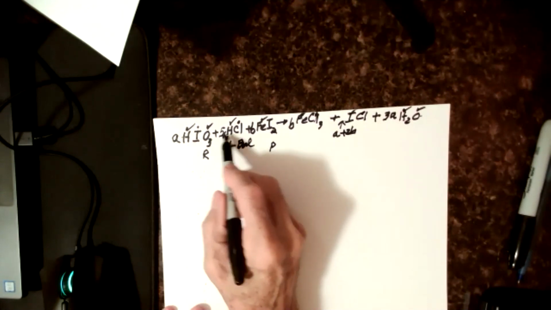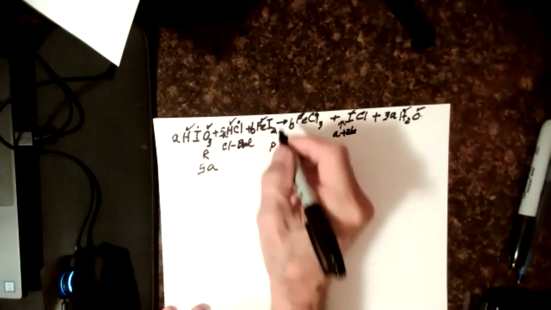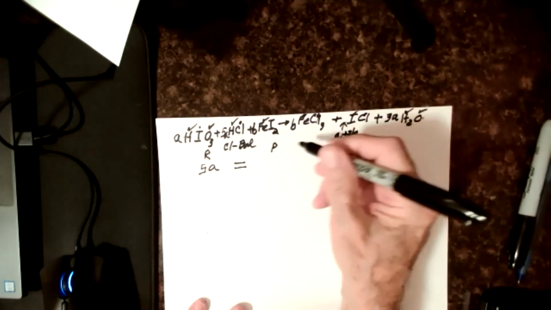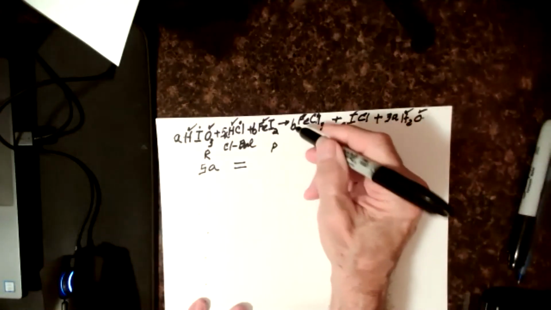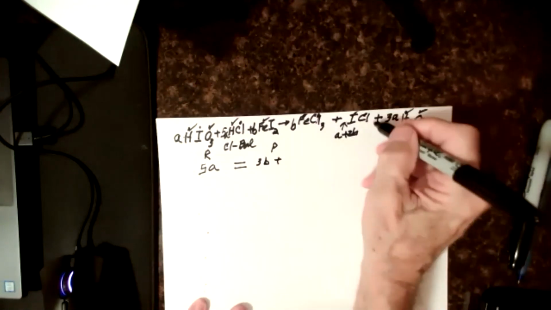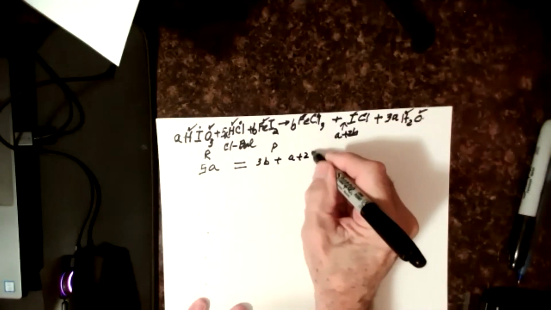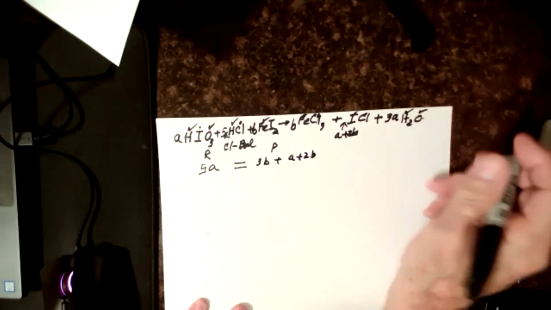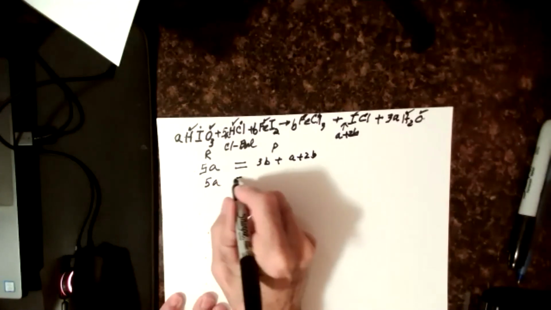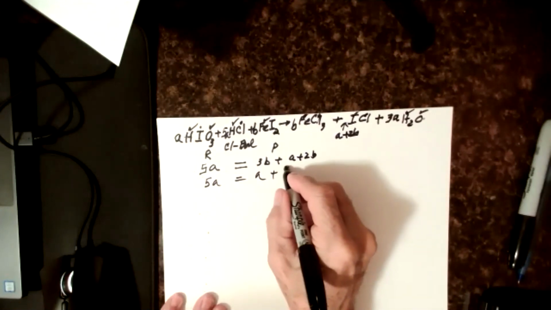Okay, on the left-hand side, I've got 5A. That's the only one that's got chlorine on the left-hand side. So that's got to be equal to whatever is showing on the right-hand side for chlorine. There's 3B from here. And chlorine here, there's A plus 2B of those. And nothing else has chlorine in it. So I've got 5A is equal to A plus 5B.